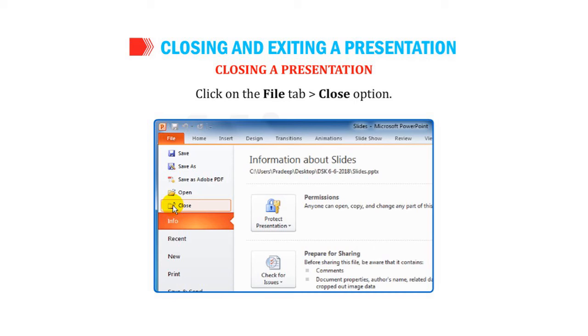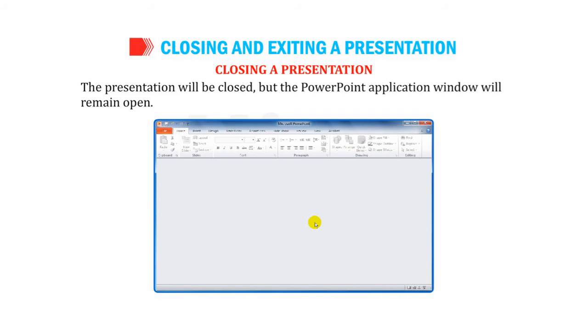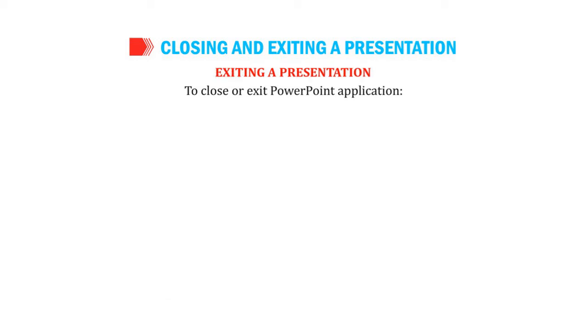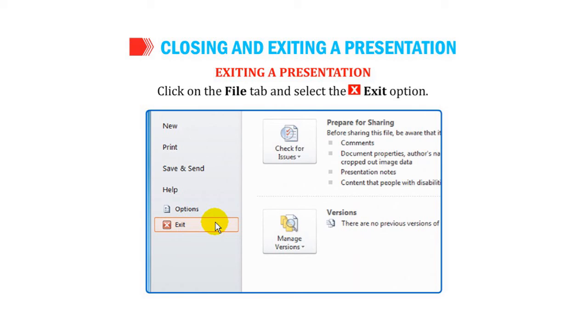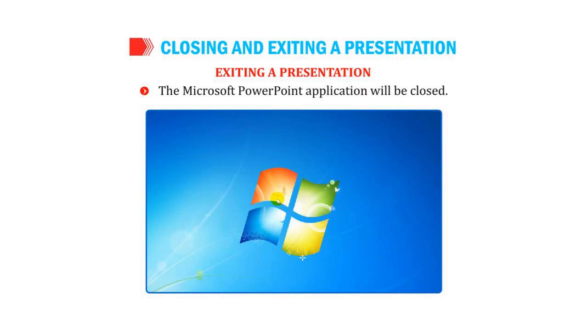For closing a presentation, click on the File tab, Close option. The presentation will be closed, but the PowerPoint application window will remain open. Now, how to exit a presentation? To close or exit PowerPoint application, click on the Close button on the title bar or click on the File tab and select Exit option. The Microsoft PowerPoint application will be closed.